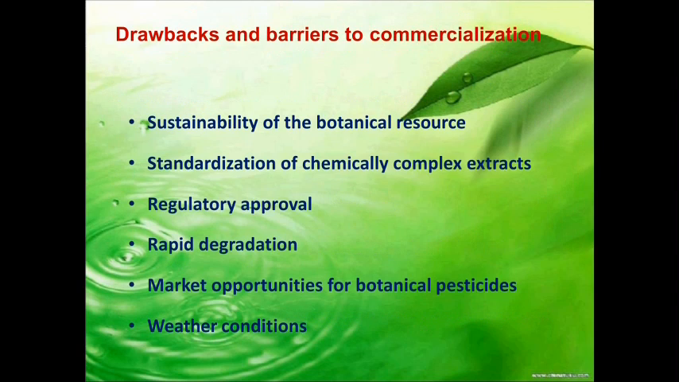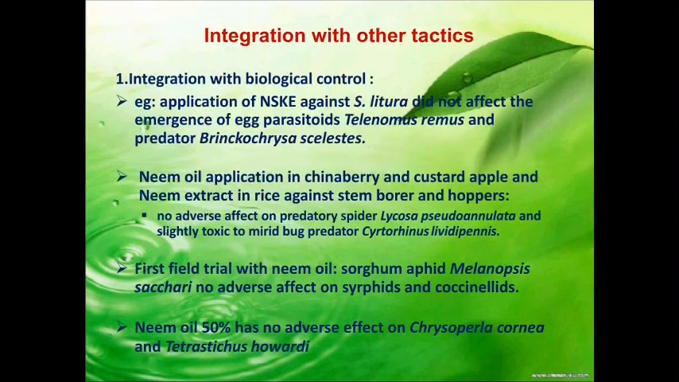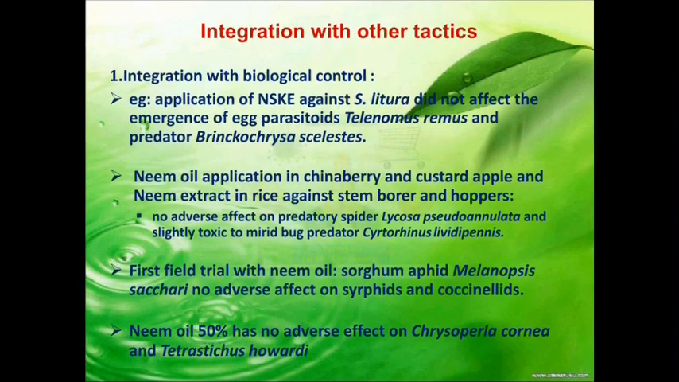Which are the drawbacks? Sustainability of the botanical resources, then standardization of the chemical complex extracts, regulatory approval, rapid degradation, market opportunity for botanical pesticides, and weather conditions are also one of the most important drawbacks. Then there is the integration with other tactics. It means how we can use these botanical insecticides in integrated pest management techniques.